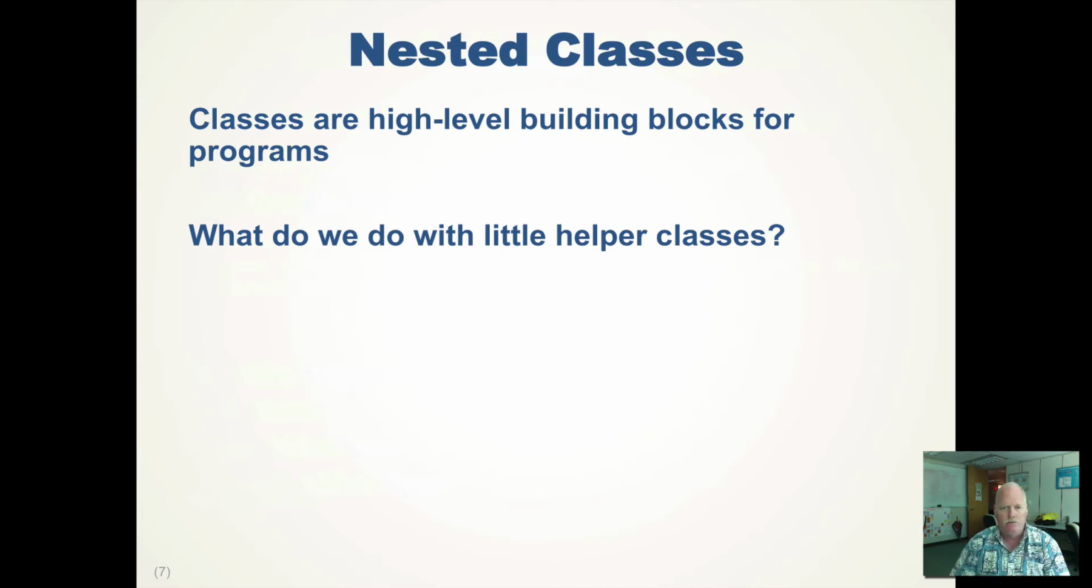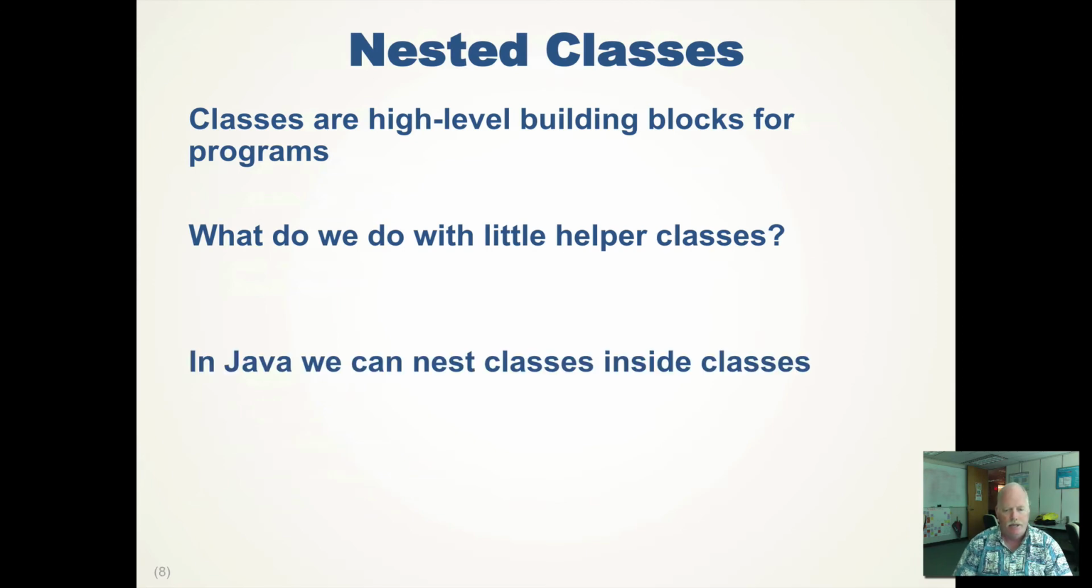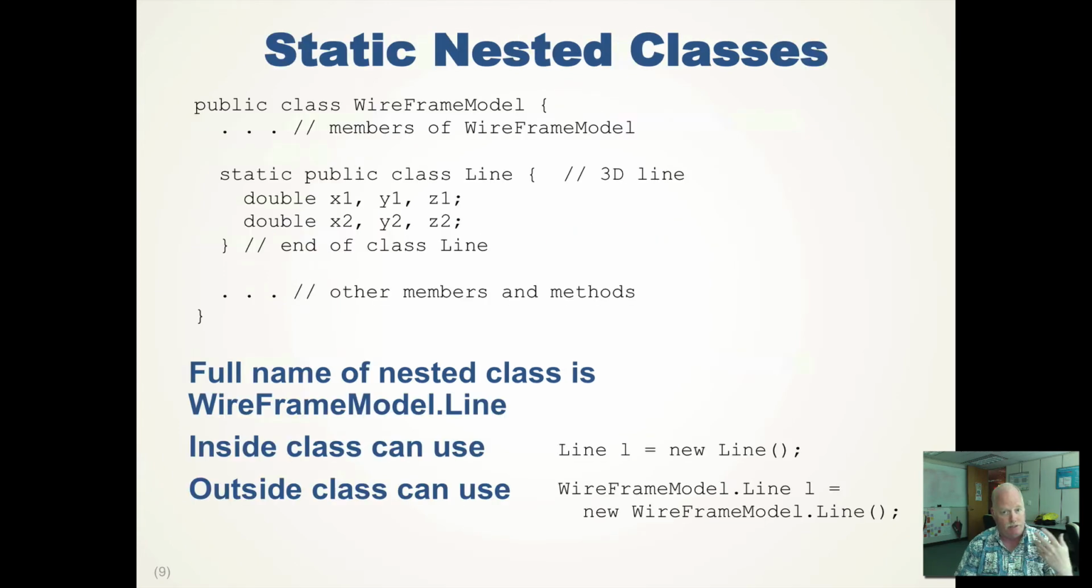So Java allows us to have nested classes. We could put classes inside of classes. And the first way is with a static nested class. So we have an outer class, public class WireframeModel. We have a static public class Line, which is inside the WireframeModel. And it basically defines a three-dimensional line. It has 2 points in X, Y, and Z, and that's your line.